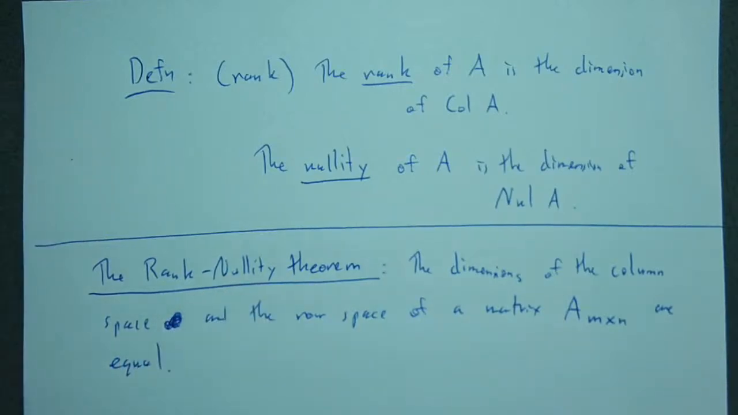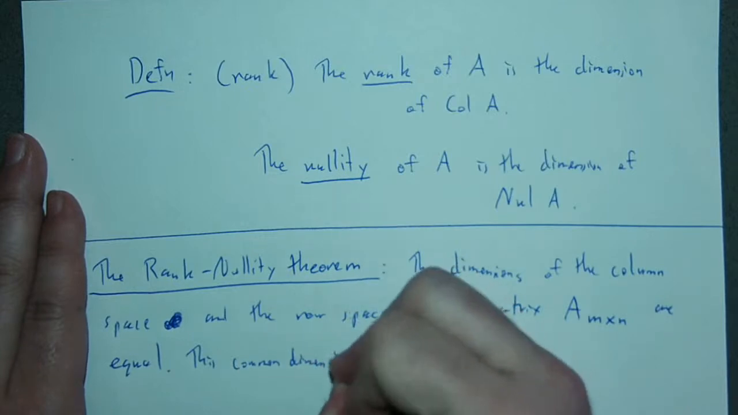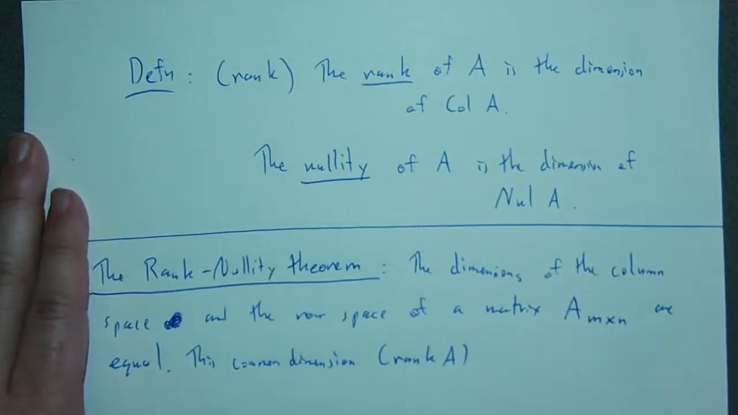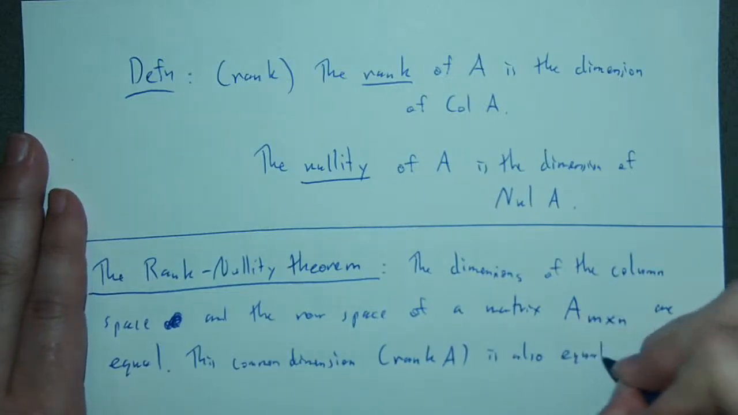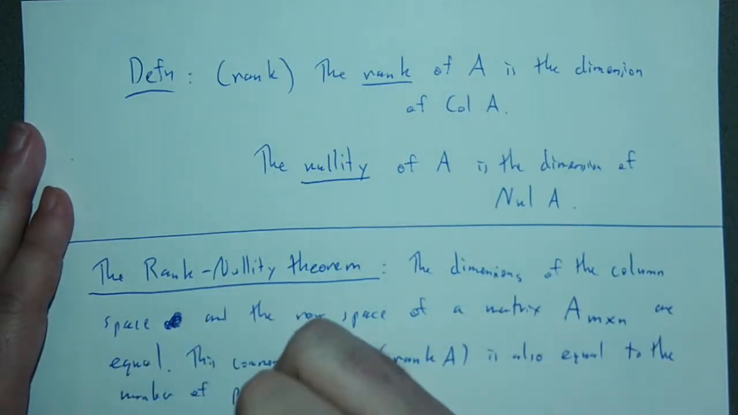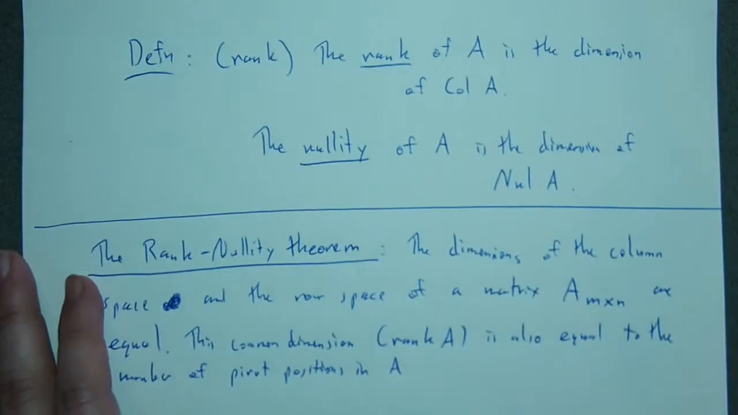All right, so that pattern that you saw in the first example, well, that was just a single example. You can't really call that a pattern. But it turns out that that's always the case. It's not an accident that the row space and the column space have the same dimension. This common dimension, i.e. the rank of A, is also equal to the number of pivot positions in A.